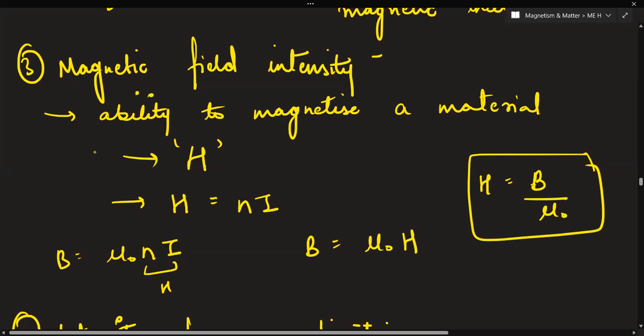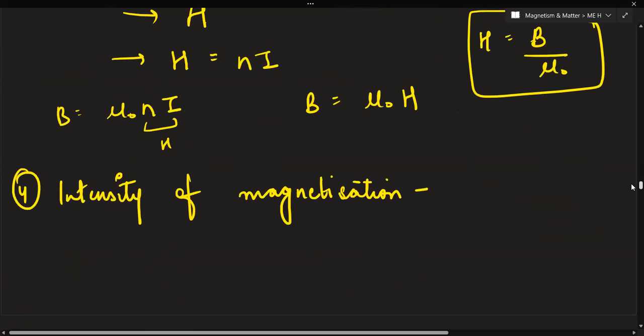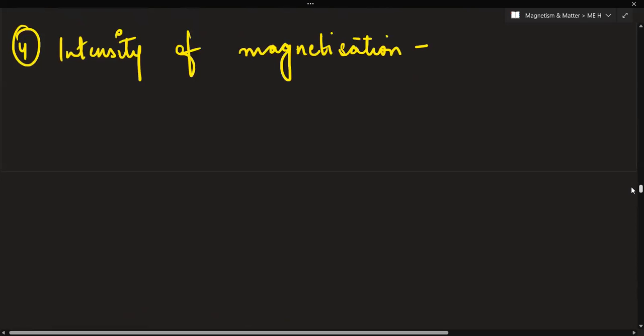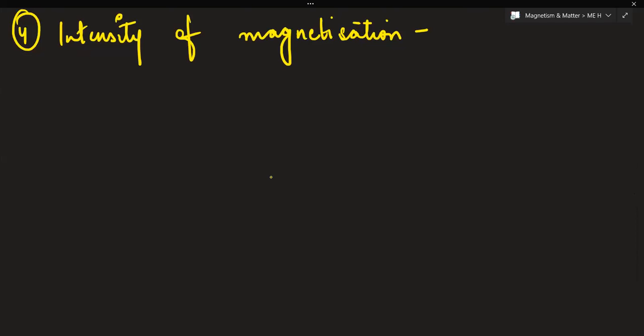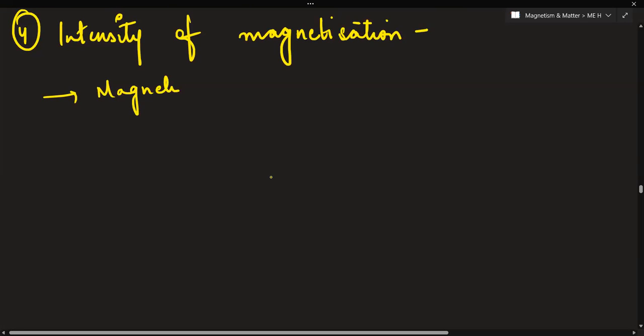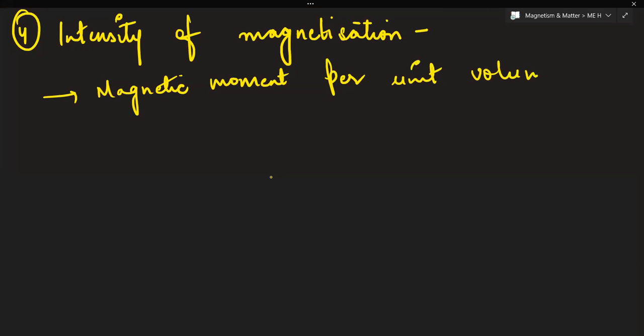One more term, then you can copy it down, because there are more than four terms, but let us discuss the first four terms. See, intensity of magnetization, before we begin magnetic permeability. What is intensity of magnetization? When a magnetic material is placed in a magnetizing field, it gets magnetized. So magnetic moment per unit volume is known as intensity of magnetization. This is simply magnetic moment per unit volume. Let's say M is the magnetic moment.